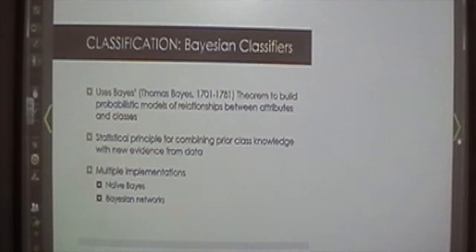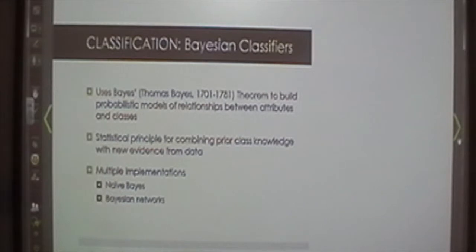The first approach, there's actually going to be a couple of implementations we're going to look at in terms of Bayesian classifiers. But basically we're going to use Bayes' theorem to try to build some probabilistic models of relationships between the attributes and the classes. It's our first real probabilistic methods for classification. Essentially, we're going to have some prior class knowledge, basically a distribution of what the final classes are from the training set, but we're going to update those probabilities using information from the attributes in various ways.